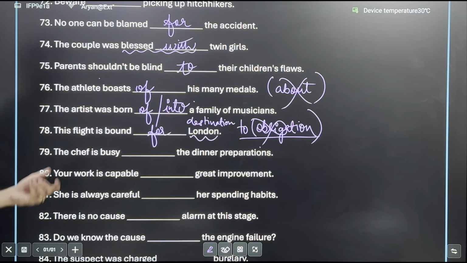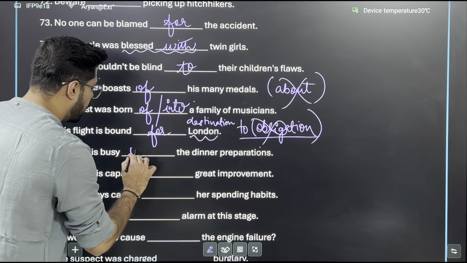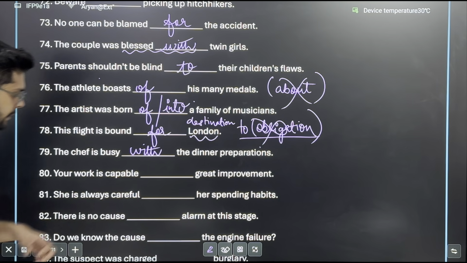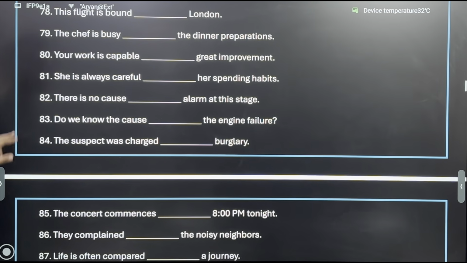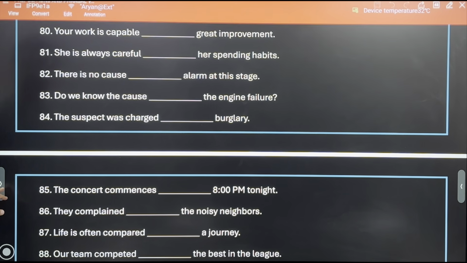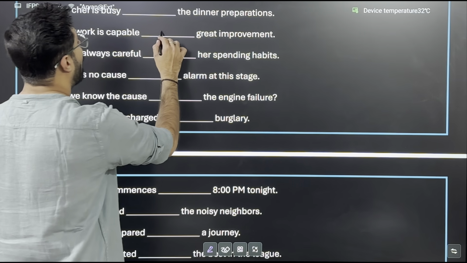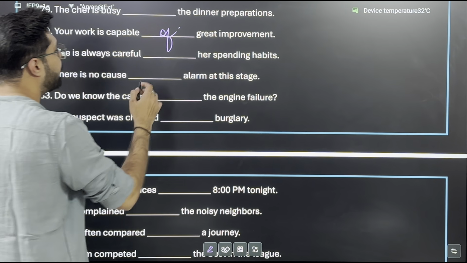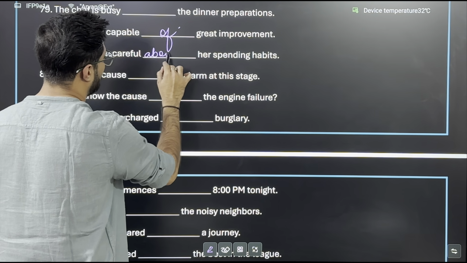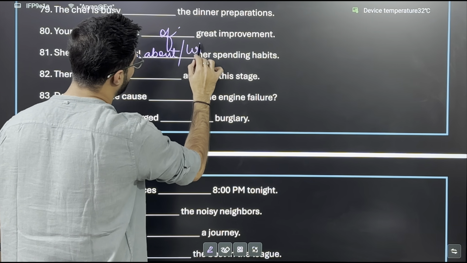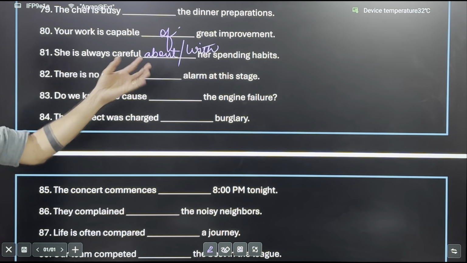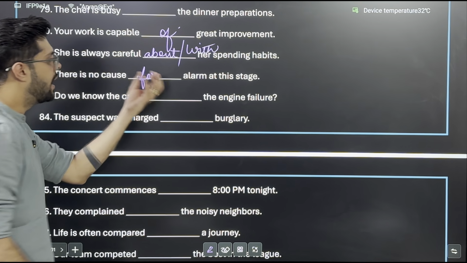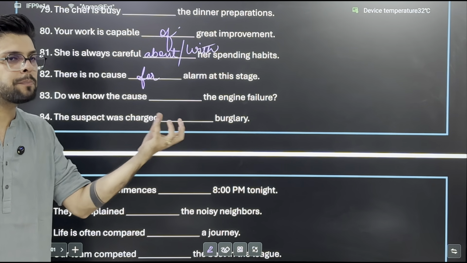ठीक है. The chef is busy with the dinner preparation. Not busy in, but busy with preparing dinner. ठीक है. Next, your work is capable of great improvement. Capable के साथ fixed preposition use होता है. Capable of great improvement. That means you can do better. She is always careful about her spending habits. Yeah, she's very careful with her spending habits. Both are acceptable contextually.